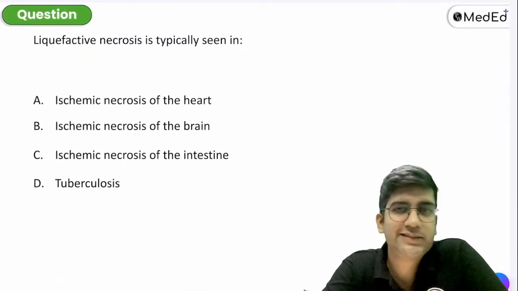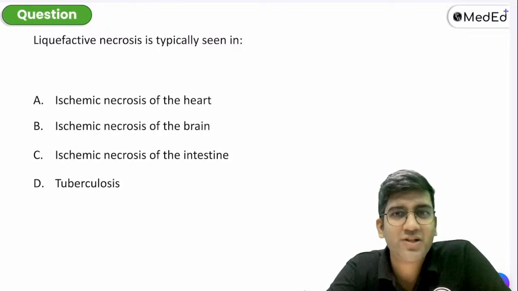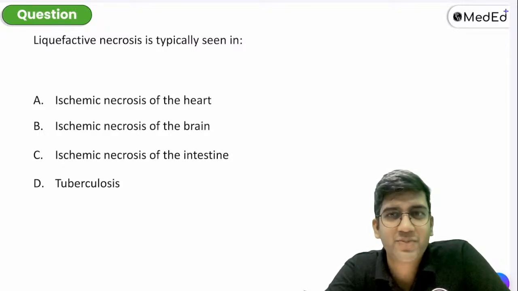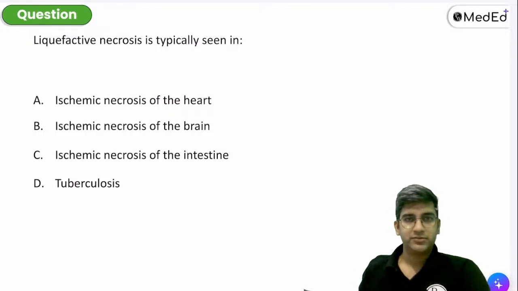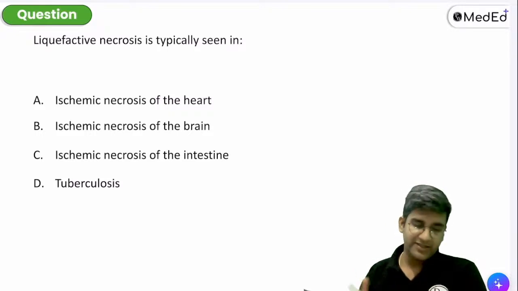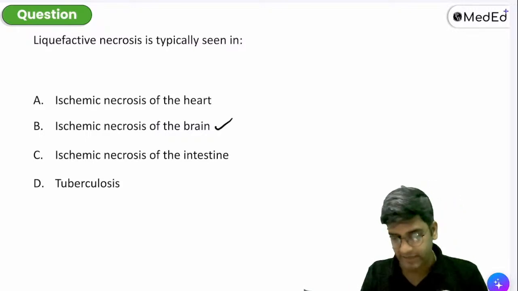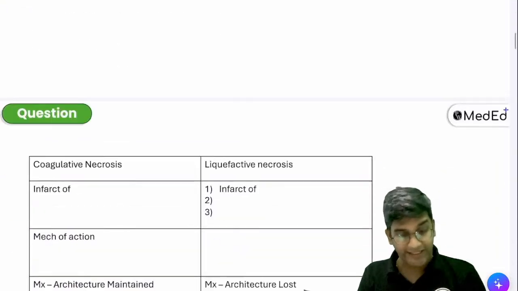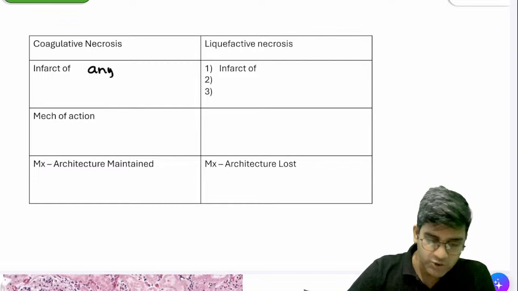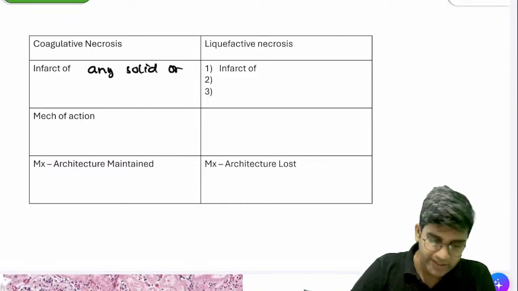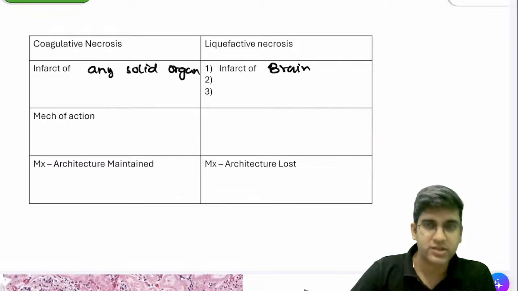Simple question. This you must have read from your second year of MBBS, from your college days. Liquefactive necrosis typically seen in, it's not a difficult thing at all, right? It's seen in ischemic necrosis of the brain, right? That's a very classical and very simple statement. Few words about the types of necrosis. Coagulative necrosis, infarct of any solid organ is coagulative necrosis. Infarct of brain is liquefactive necrosis, right?